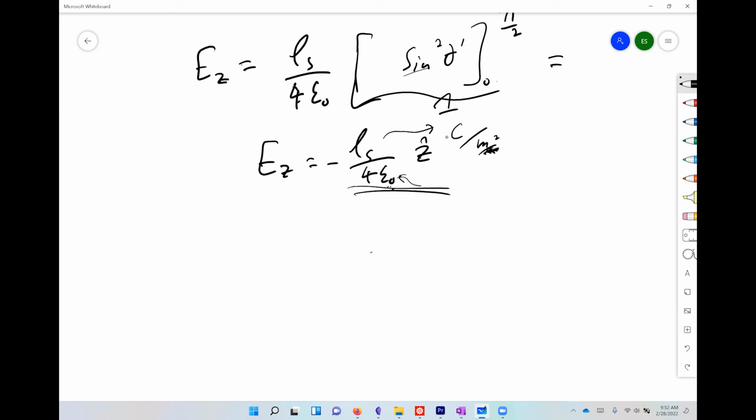This is E. The force on a charge Q, of course, is going to be just minus Q rho S over 4 epsilon. This is the force.